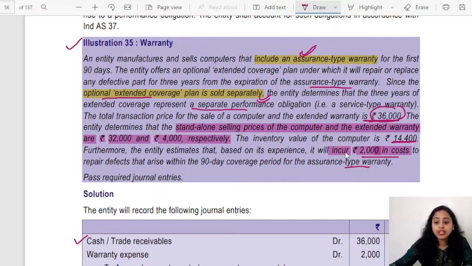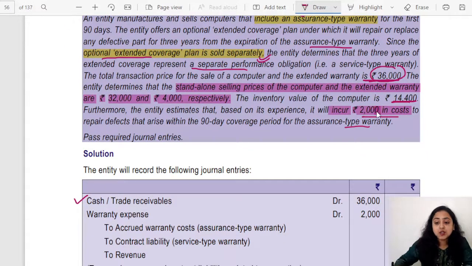Now the warranty expense or cost will be incurred in addition when you will be correcting such defects under the warranty. If you will be providing any sort of service under warranty, this will cost approximately rupees 2,000. So trade receivables will be increased or cash, 36,000, and next the warranty expense will be incurred. To accrued cost, warranty cost will be 2,000. To contract liability, the service type 4,000.